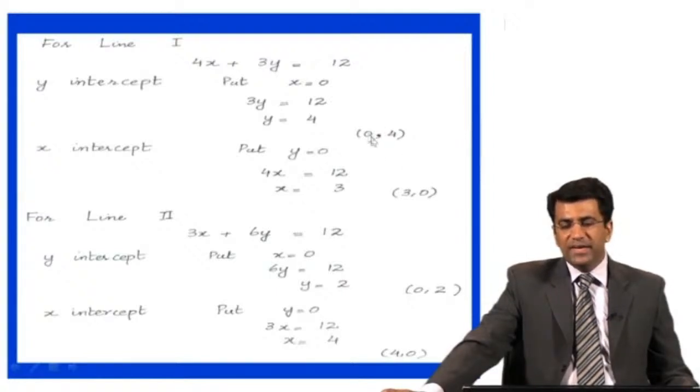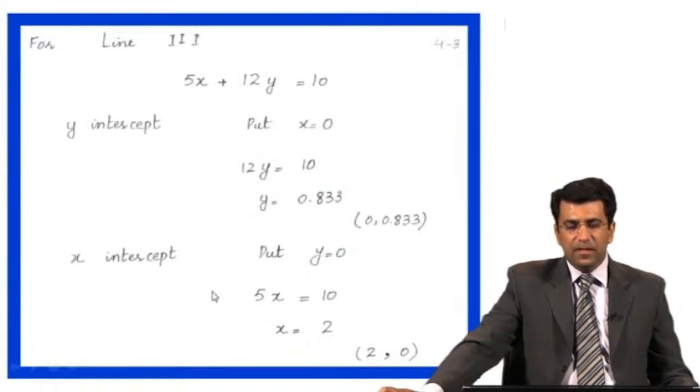And by connecting these 2 points on the graph, we can have that line equation for this particular constraint, that is constraint 1. For the second line, that is the line equation 3x plus 6y is equal to 12, again putting x is equal to 0, we get y is equal to 2. Putting y is equal to 0, we get x is equal to 4. So these are the 2 points which may be drawn on the graph in order to represent it in the form of a line. For line 3, that is 5x plus 12y is equal to 10.